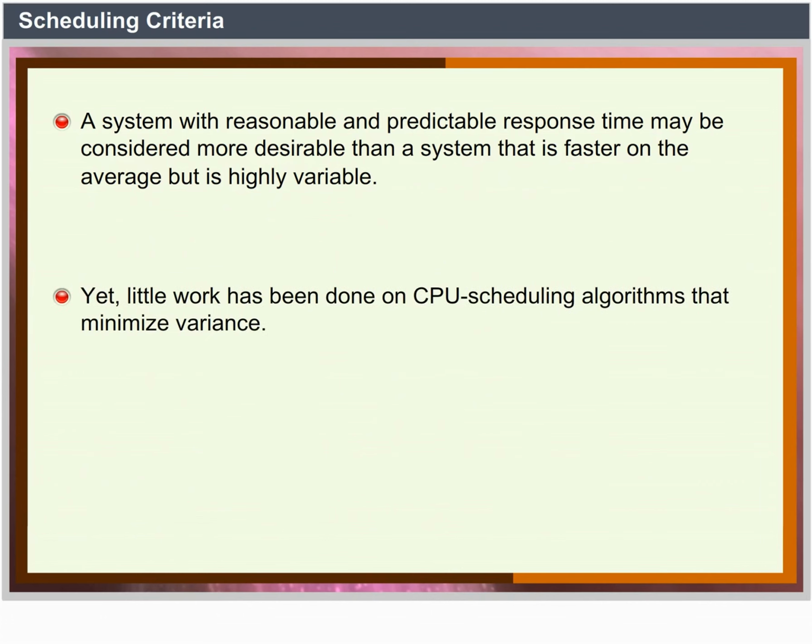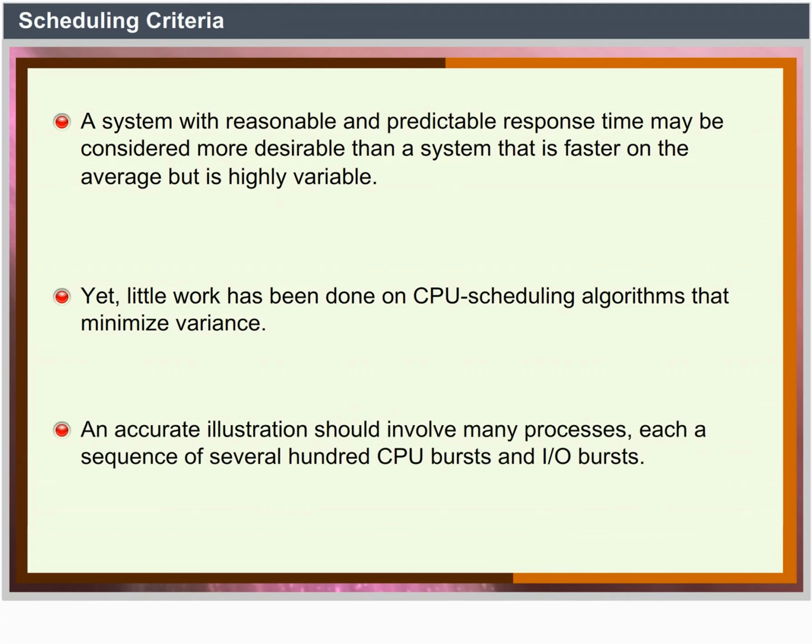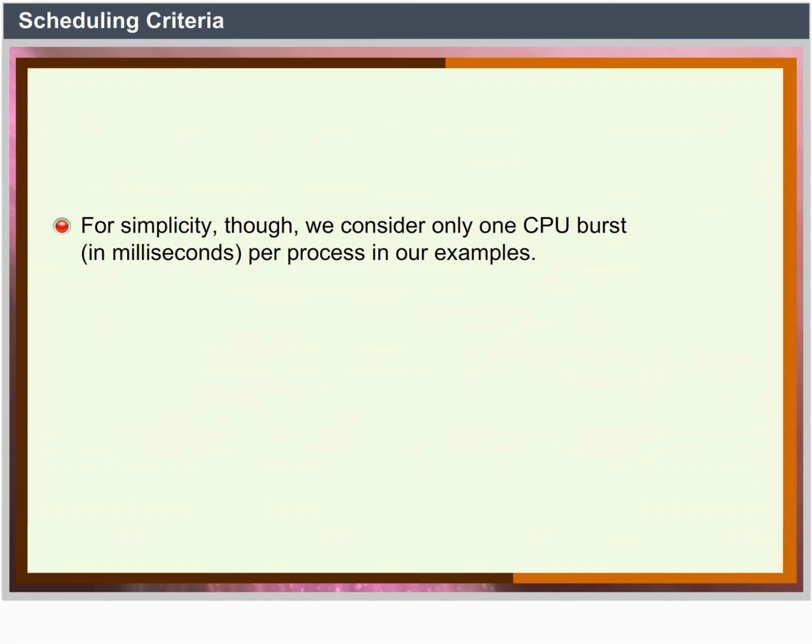An accurate illustration should involve many processes, each a sequence of several hundred CPU bursts and input-output bursts. For simplicity, though, we consider only one CPU burst in milliseconds per process in our examples. Our measure of comparison is the average waiting time.